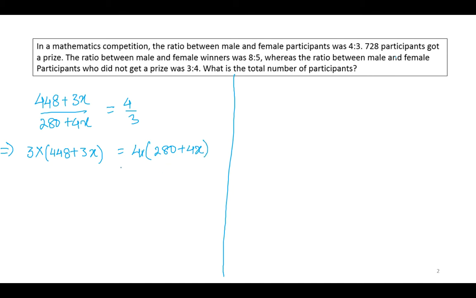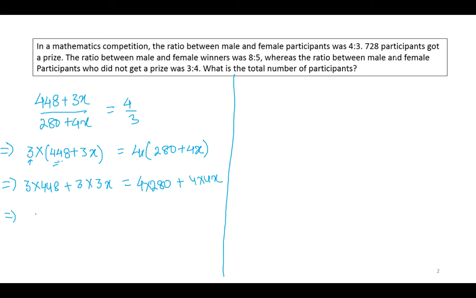Now, one common mistake that I've observed many students making is that they multiply 3 with just this number. Let's say if you have an integer or a whole number here, they just multiply it to that. See, when you have a bracket with a plus sign in between and a multiplicative sign outside, you have to multiply this number to both of them. You cannot multiply to just one. So you'll have 3 multiplied with 448 plus 3 multiplied with 3x. Again, on the other side, we'll have 4 multiplied with 280 plus 4 multiplied with 4x.